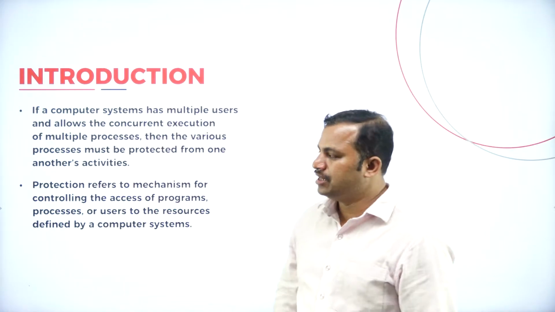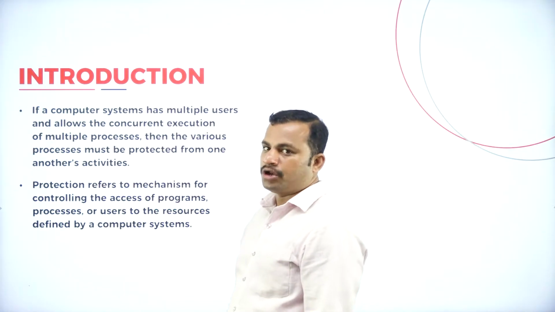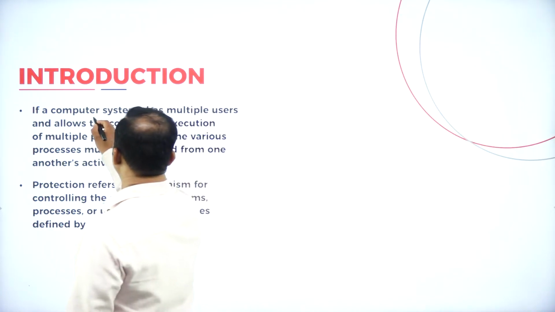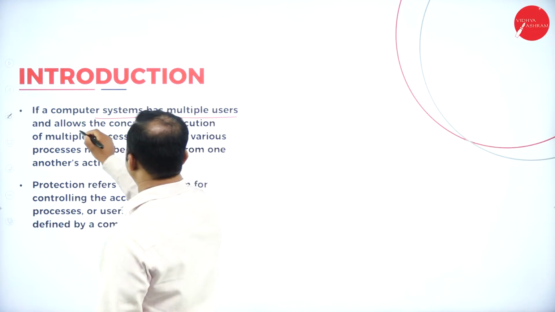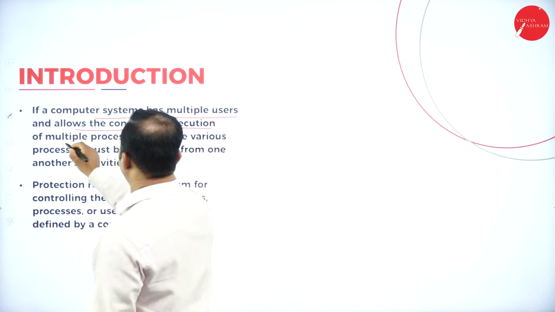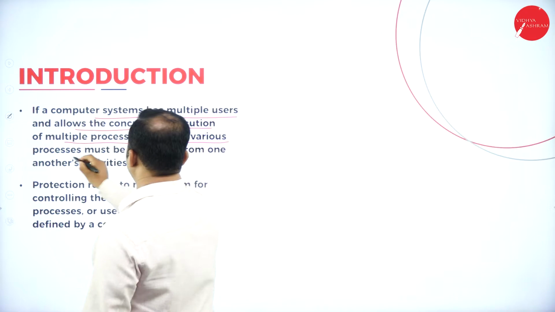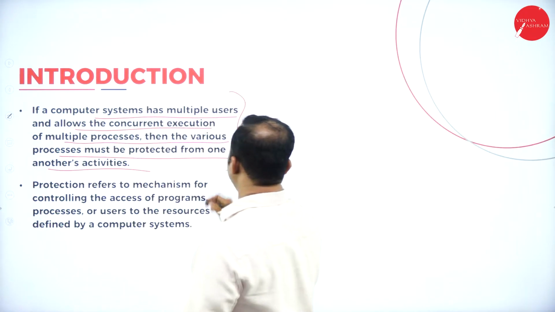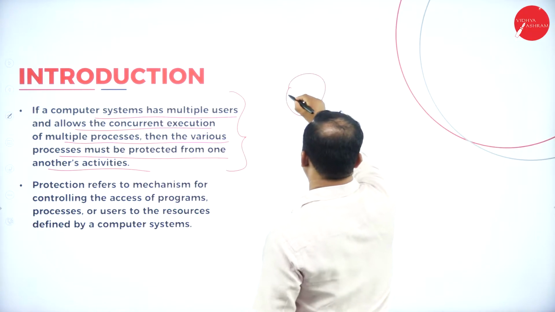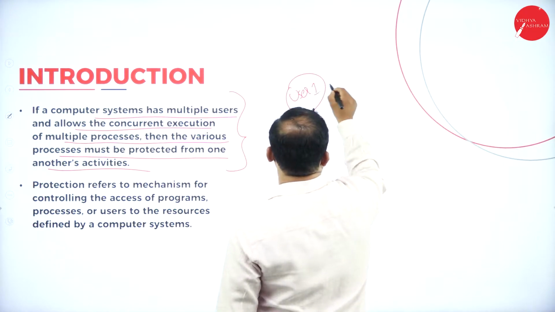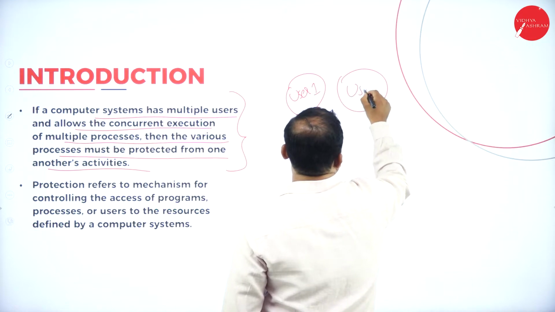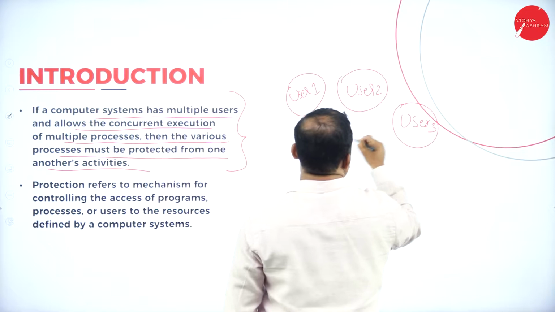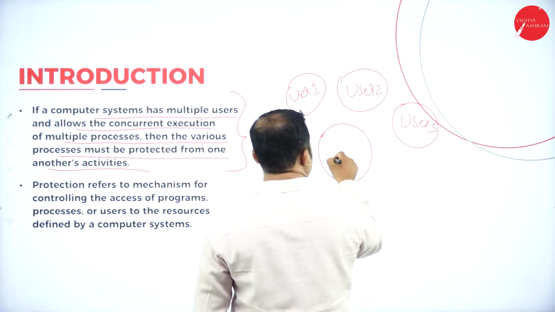If that is the case, let us explain the protection system in detail. If a computer system has multiple users and allows concurrent execution of multiple processes, then the various processes must be protected from one another's activities. This means that suppose there are user 1, user 2, and user 3 who want to access programs.